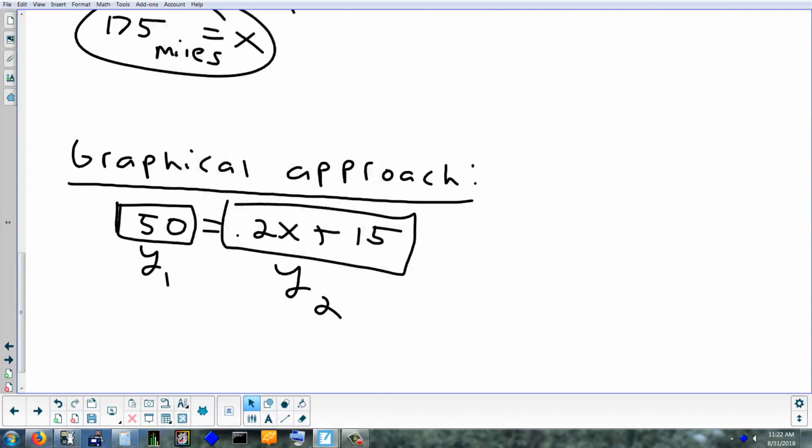So it's kind of like I'm graphing two things. And if you've got two graphs and you want to know where they are equal to each other, what does that really mean? Where two graphs are equal is where the graphs do what?